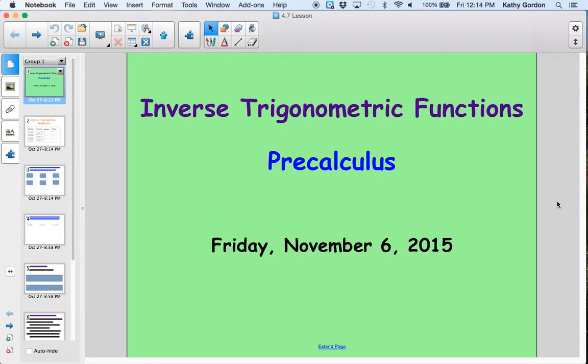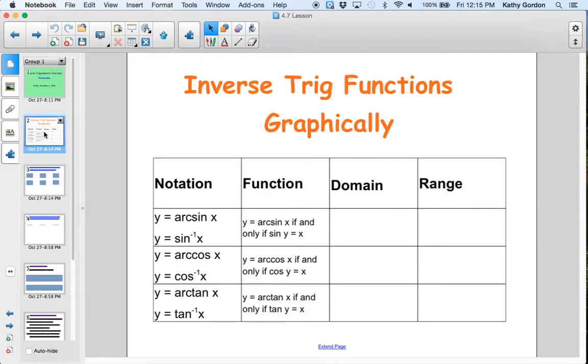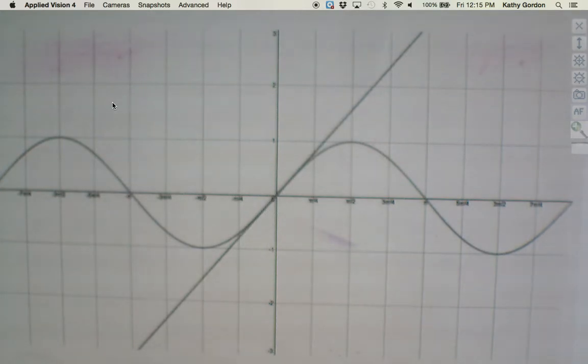But inverse trig is not quite as straightforward as some of our other functions. So that's why we need to spend pretty much an entire lesson making sure we understand what we're actually allowed to do when we do inverse trig functions. Okay? So we're actually going to start out by looking at this graphically. And we'll come back to this table in just a minute as kind of a summary of what we're going to do here for the next few minutes.